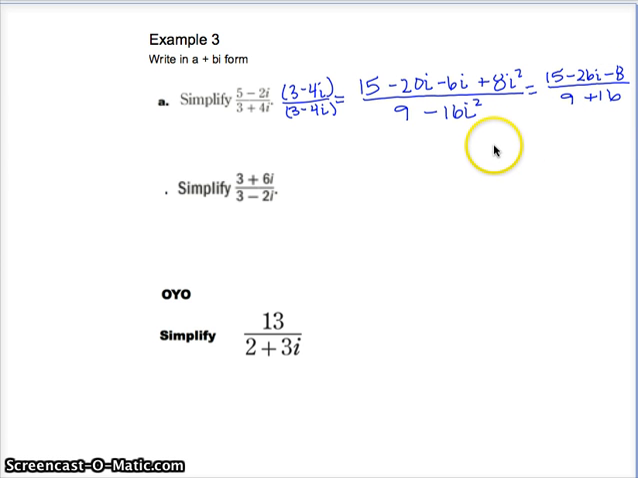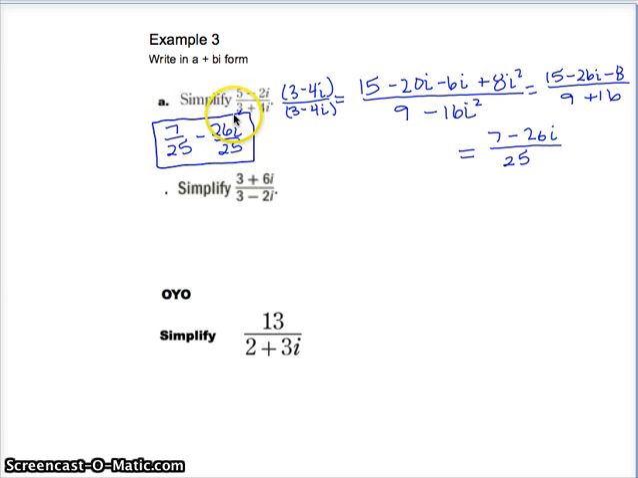Almost done now, and I'll need to write my answer in a plus bi form. So all of this, I get 15 minus 8, 7 minus 26i, all over 25. So I'll write my final answer over underneath here. I have 7 over 25 minus 26i over 25. Notice I still have a real part and an imaginary part. All right, let's see that again.